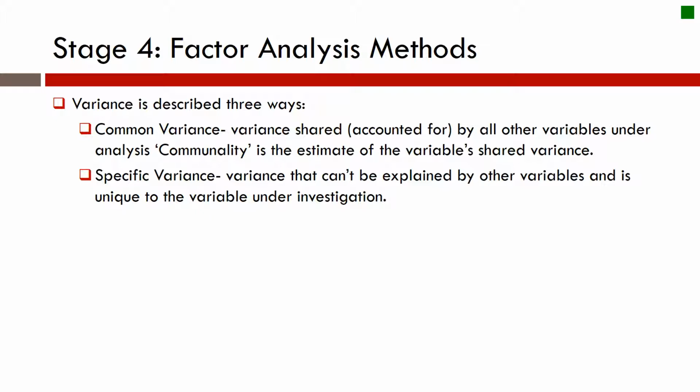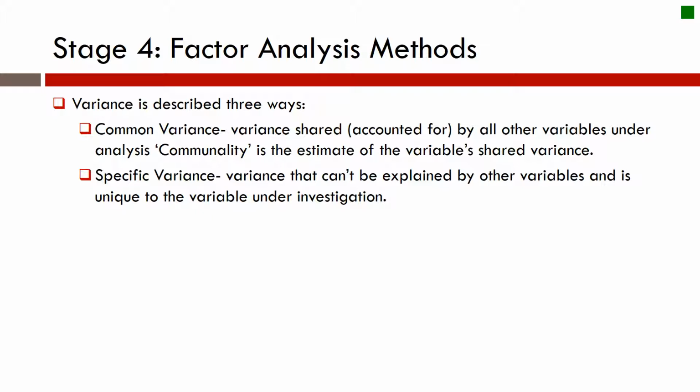Another part of total variance is something called specific variance. This would be variability within a variable that cannot be explained by any other variable. It is unique only to the variable that you're looking at. That would be called specific variance. So we have common variance, which is shared with others, and we have specific variance, which can't be explained by other variables. It's unique to the specific variable you are investigating.